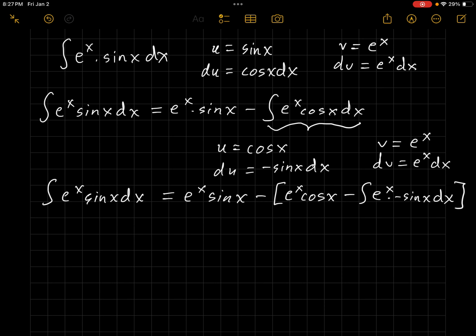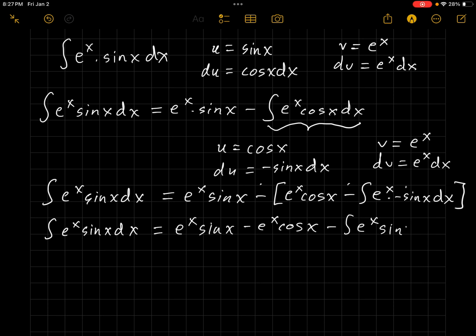I'm going to clean this up just a little bit. The integral of e to the x sine x dx is, let's see, e to the x sine x minus e to the x cosine x. Let's look at the back integral. I have 1, 2, 3 negative signs, so that will be minus the integral of e to the x sine x dx.